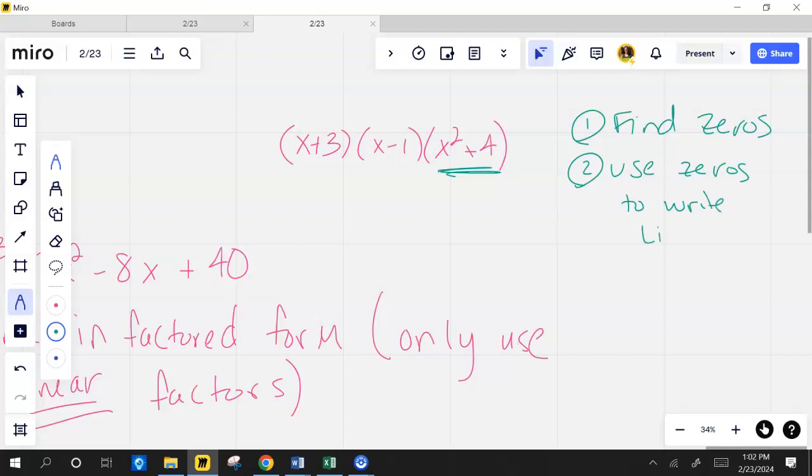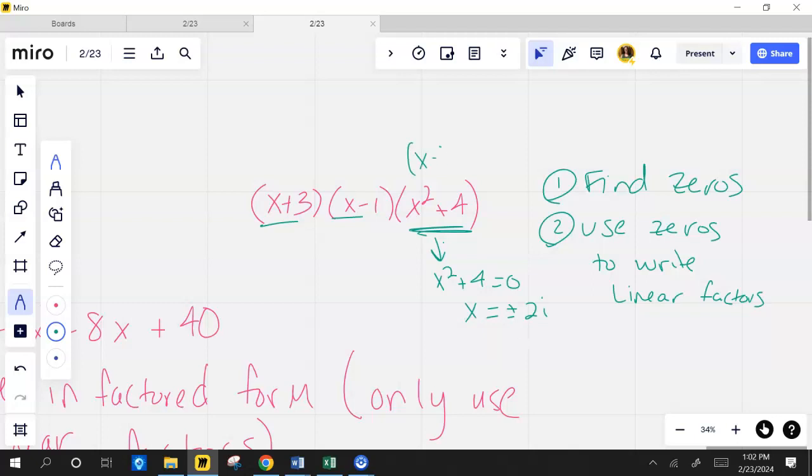Then I use those zeros to write the factors. I might not have to, but in the example I have here, I'd have to. If I got it factored down to here, x squared plus 4, the zeros of that are plus or minus 2i, which means this breaks up as x minus 2i, x plus 2i. We're not graphing it, just writing the linear factors of the polynomial.